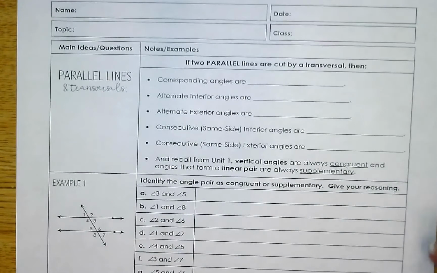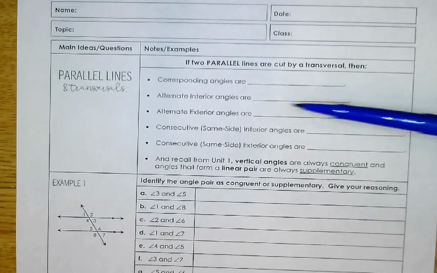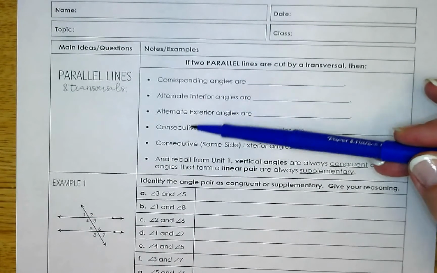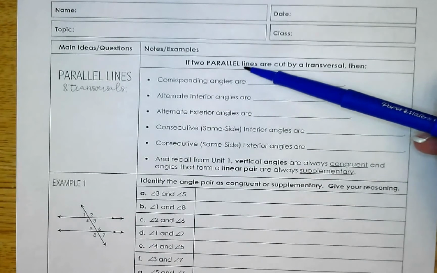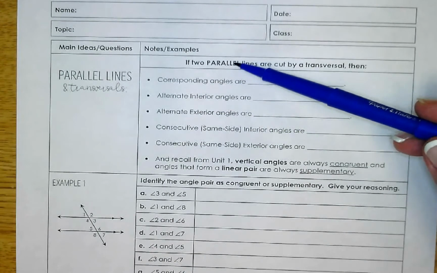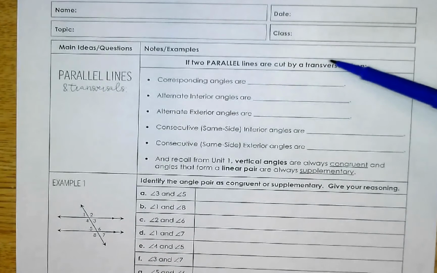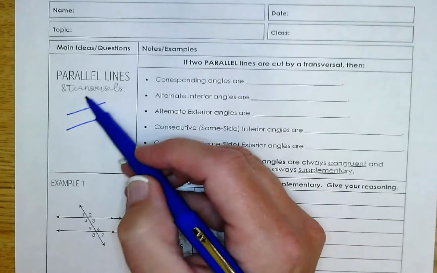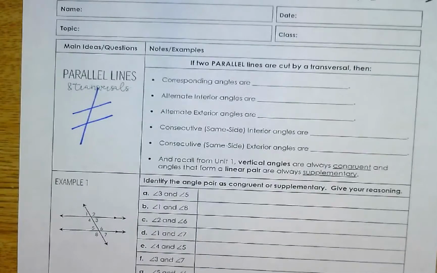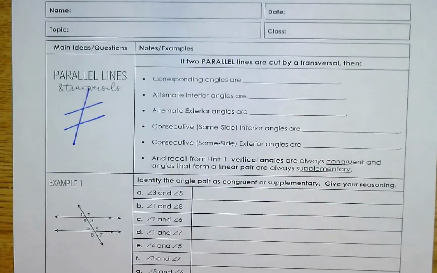Before, in 1A, we talked about different pairs of angles when two lines are cut by a transversal. These were the different pairs that we talked about. And today, what we want to do is not just have any regular lines, we actually have two parallel lines that are cut by a transversal. Here's what happens with those special pairs of angles.